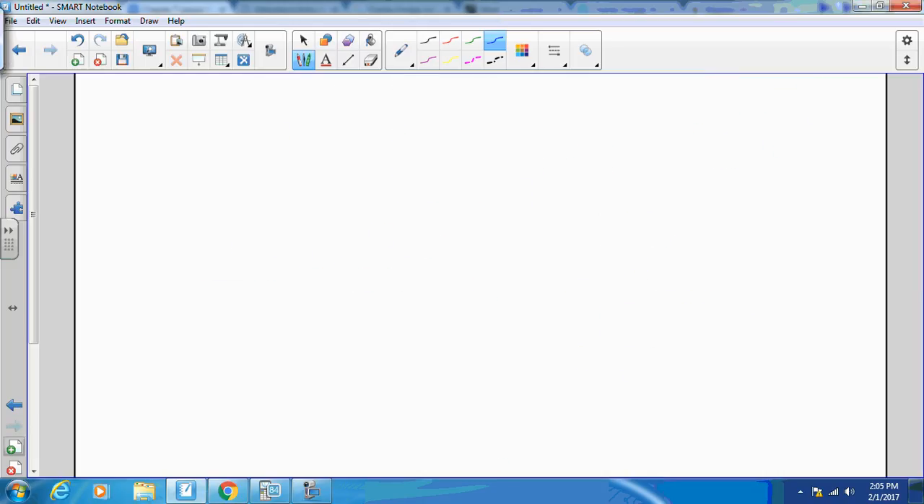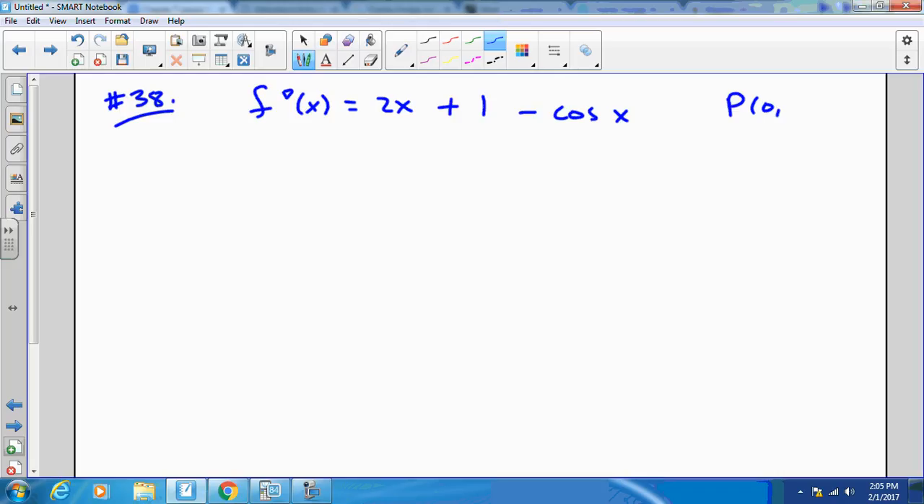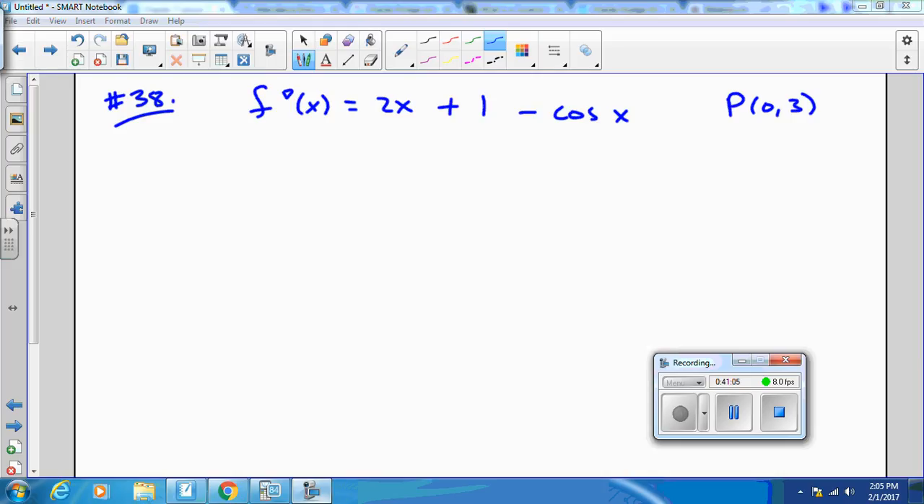Okay, here's one for you to try. Number 38. F prime of x equals 2x plus 1 minus cosine x. And it goes through the point 0, 3. You guys go ahead and find f, and we'll be right back.